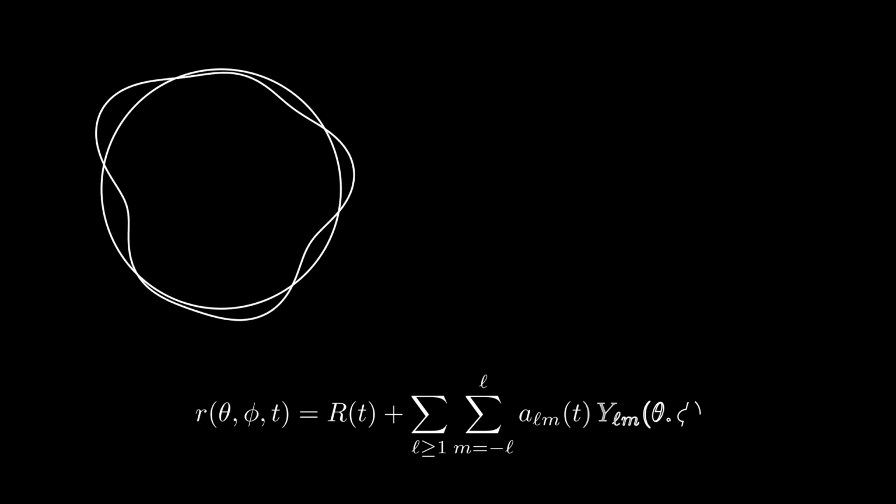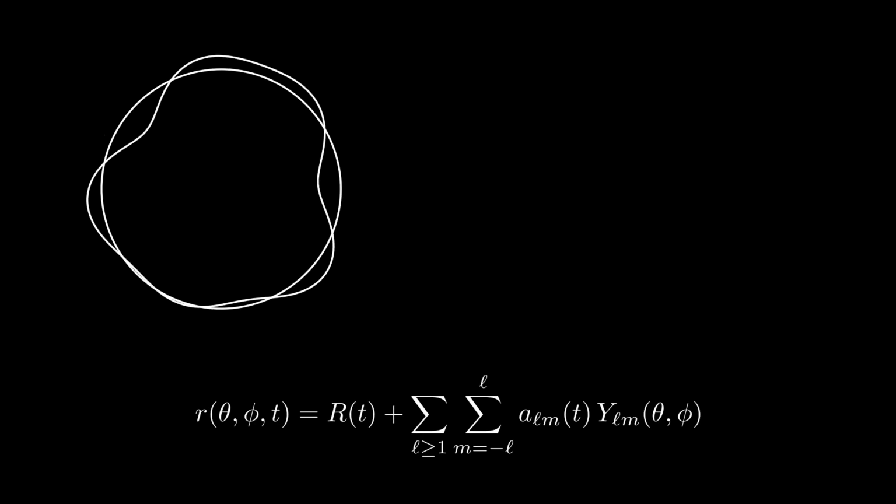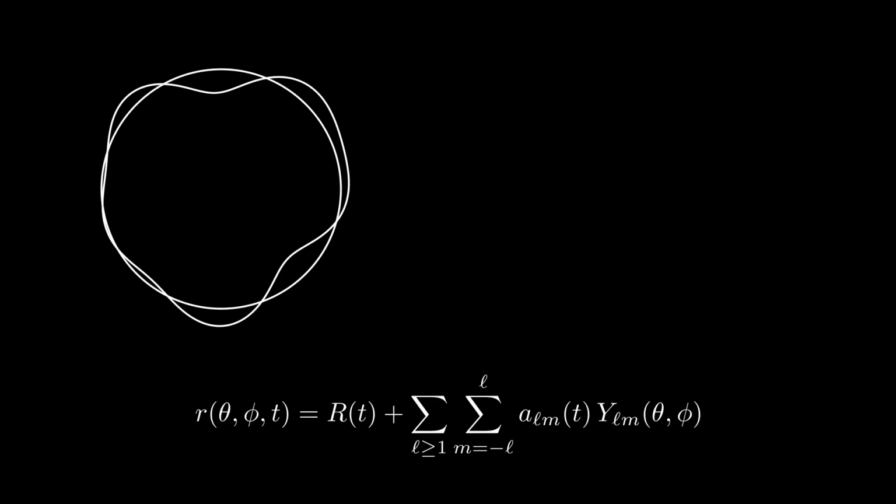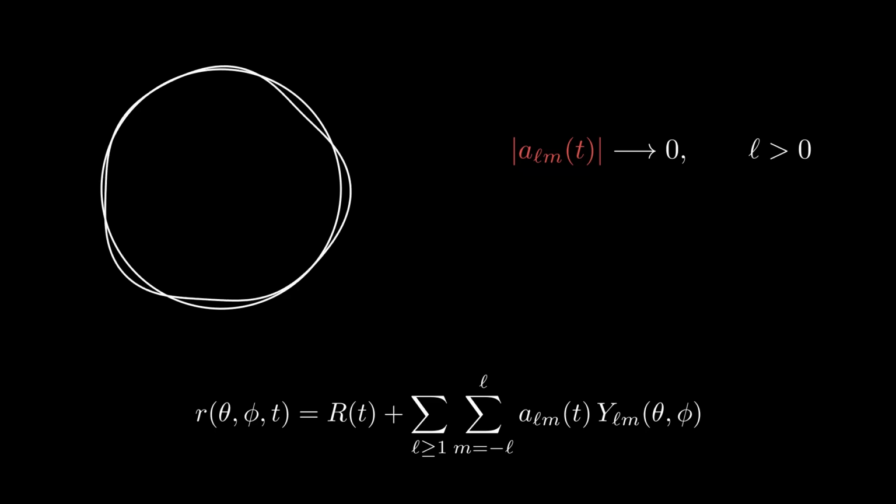We can describe the essential difficulty using the language of harmonic analysis. Imagine the moving surface written as a spherical average, plus distortion modes. The term r of t represents ideal radial motion. The higher modes measure departures from symmetry. One region arriving too early, another too late, one direction receiving more force than another.